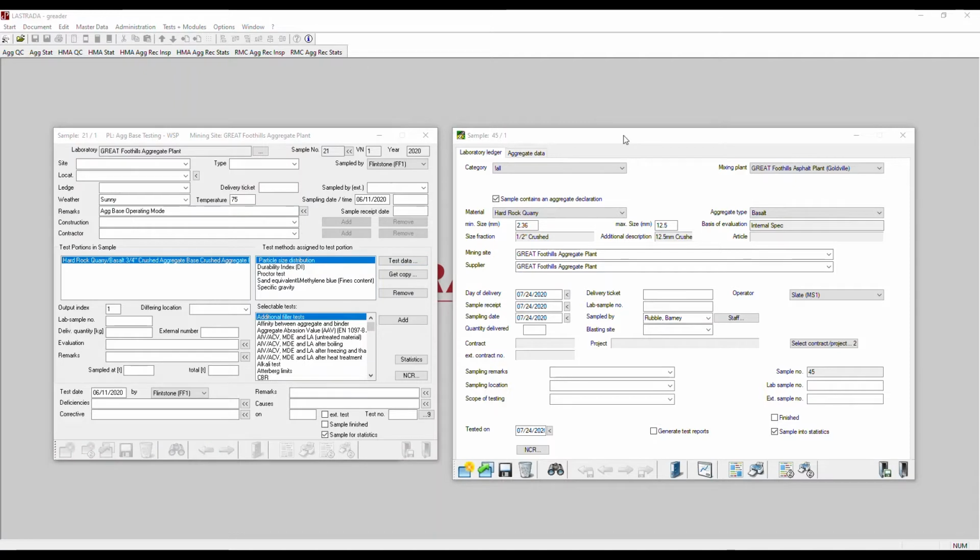When I'm testing at the hot mix asphalt plant and I'm looking at aggregates that are being received, I use the aggregate receiving inspection. This allows me to look at the aggregates that are available for use for hot mix asphalts at that plant.